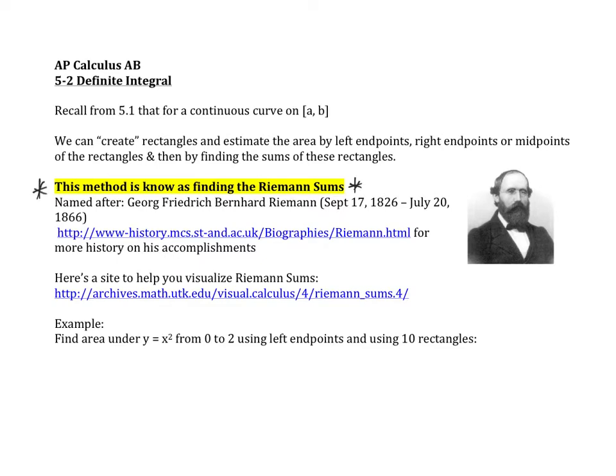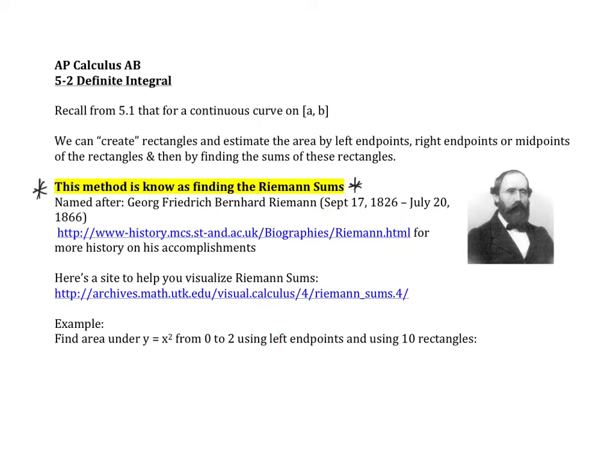Now, it's named after George Friedrich Bernard Riemann, and look at the dates. This always gets me. Look at these dates: 1826 to 1866. Right? 40 years right there. Just imagine if he lived longer, how much more we would have from him. But if you want to take a look at the history of Riemann, here's a good website to do that. And here's another one to give you an idea of how to visualize Riemann sums.